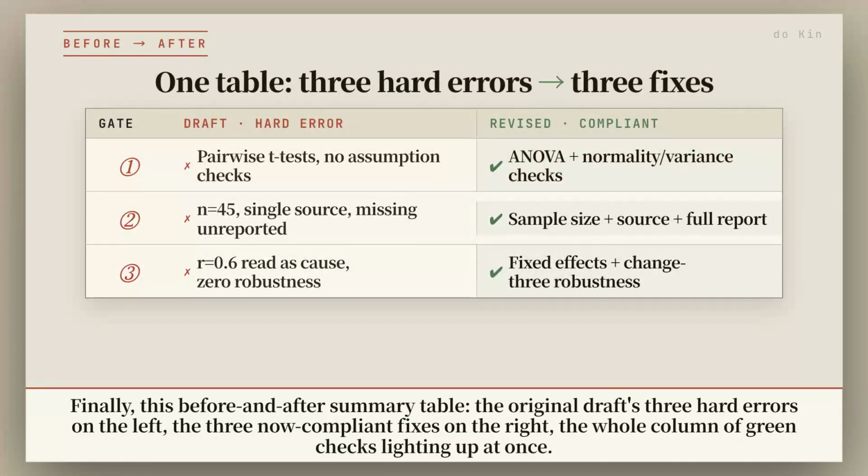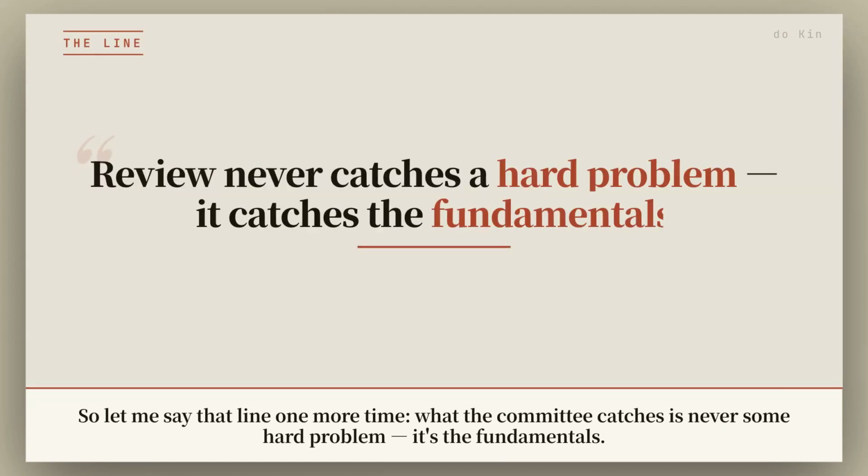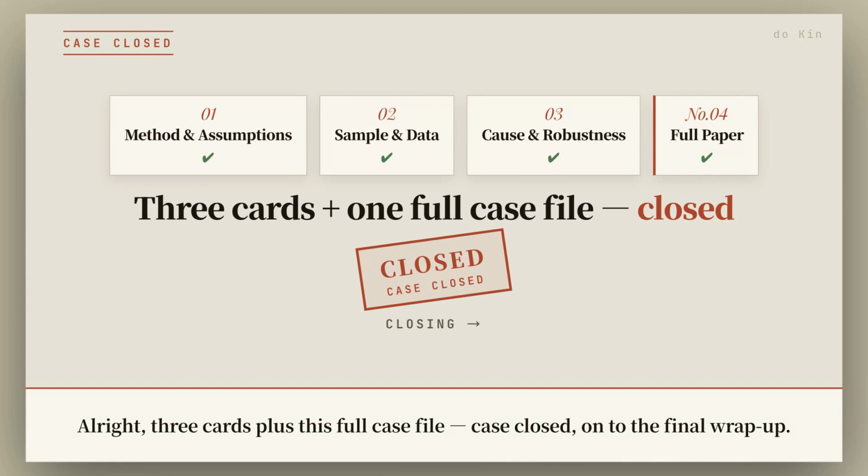Finally, this before and after summary table. The original draft's 3 hard arrows on the left, the 3 non-compliant fixes on the right, the whole column of green checks lighting up at once. This one paper, passing or failing the defense, comes down to exactly these 3 steps. So let me say that line one more time. What the committee catches is never some hard problem, it's the fundamentals. Hold these 3 gates, and passing review is already more than half secured. Alright, 3 cards plus this full case file, case closed, on to the final wrap-up.